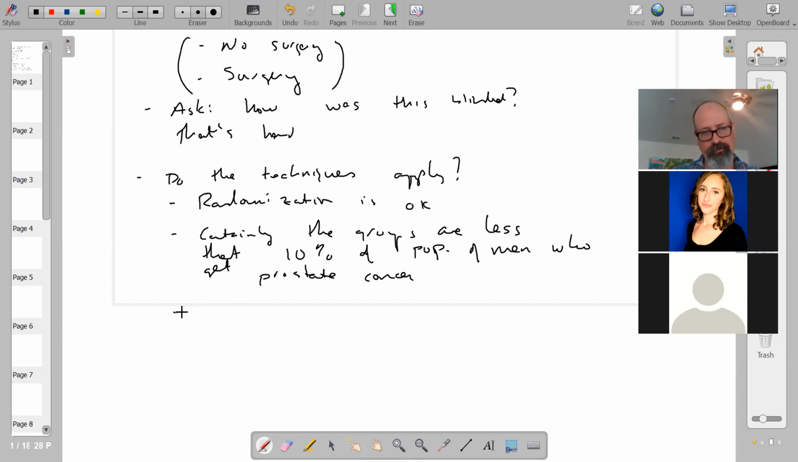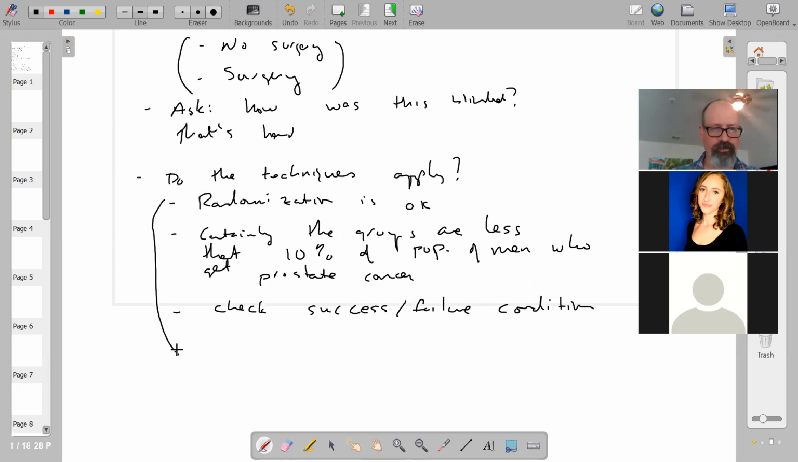And I guess I'll leave it to you to check the success-failure condition. Remember, we're talking about proportions here. Either you get or you do not get prostate cancer, so it makes sense to think about that. So it seems like these are more or less satisfied. When you're dealing with experiments, you're probably in a good position.